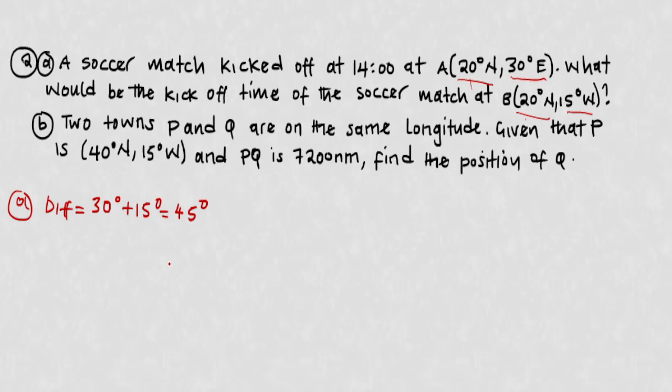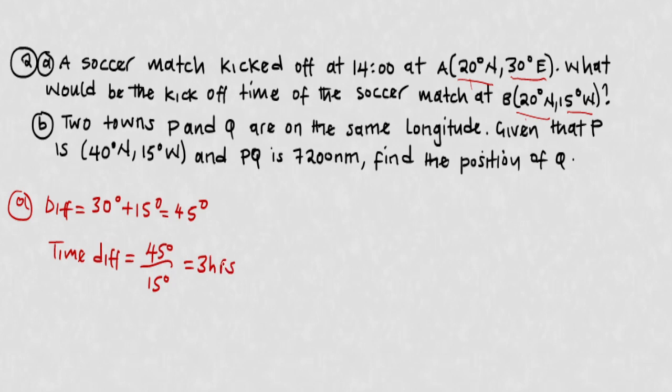Then let us find the time difference. So how do we find the time difference? To find the time difference, you get the difference in longitudes, which is 45 degrees, then you divide by 15 degrees. So 15 into 45 goes 3 times, so the time difference is 3 hours.